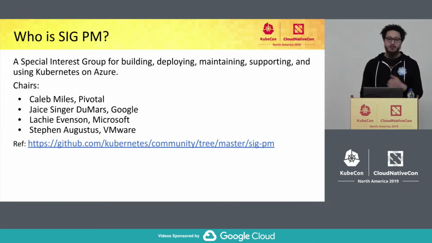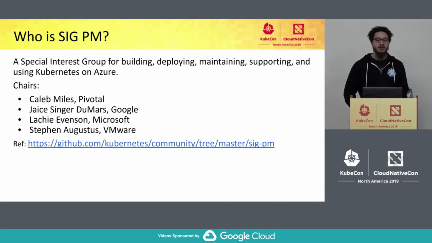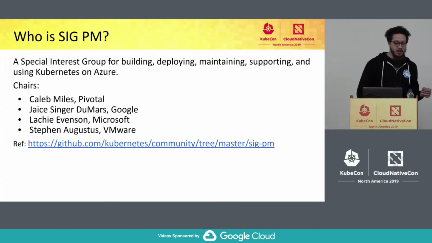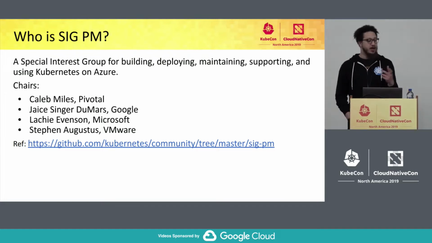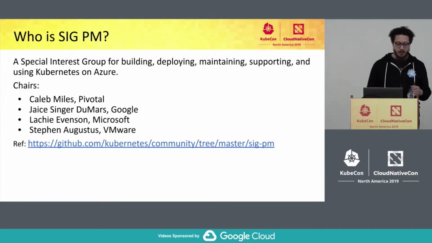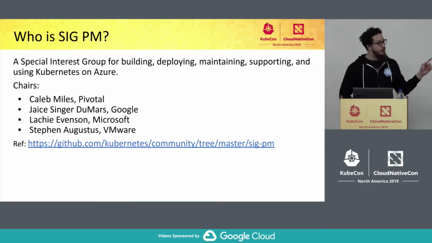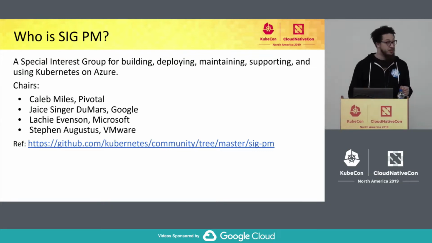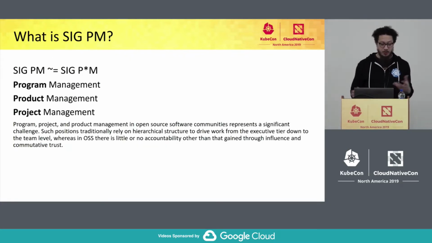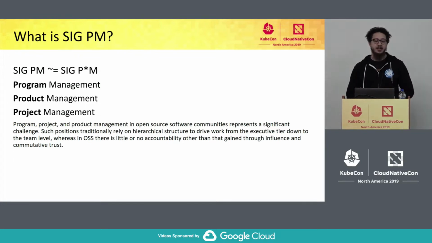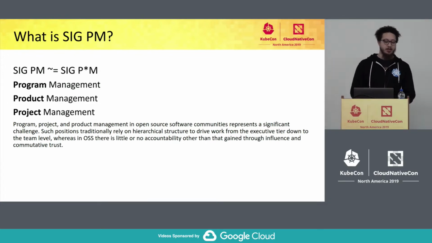The chairs for SIG PM are Caleb Miles at Pivotal, Jay Singer-Dumars at Google, Lockie Evenson at Microsoft, and myself at VMware. If you want to check out where we are hanging out in the community repo, it is github.com/kubernetes/community/sig-pm. So what is SIG PM? As I mentioned, it is program, product, and project management for Kubernetes.